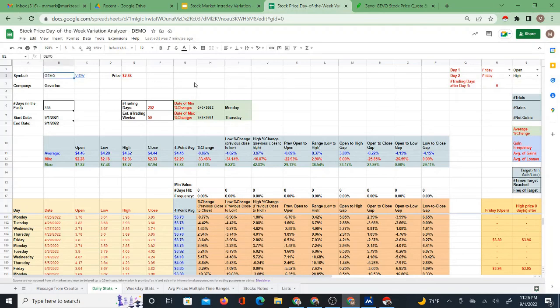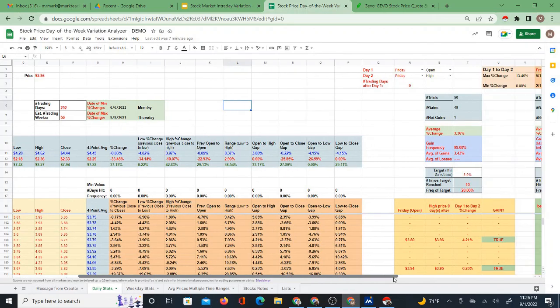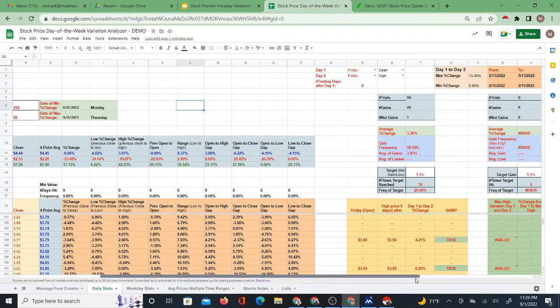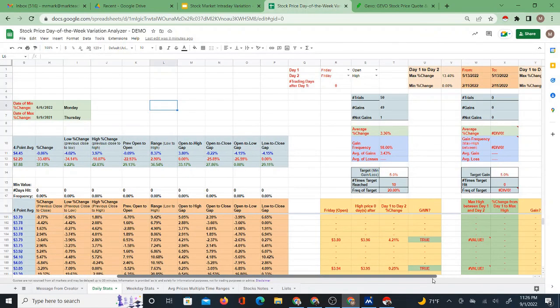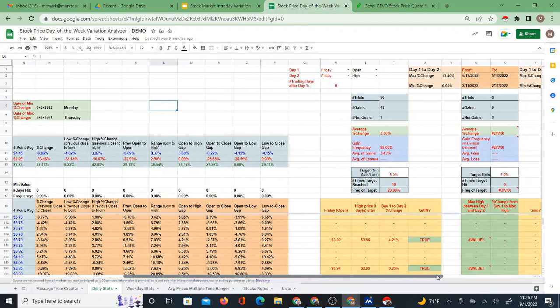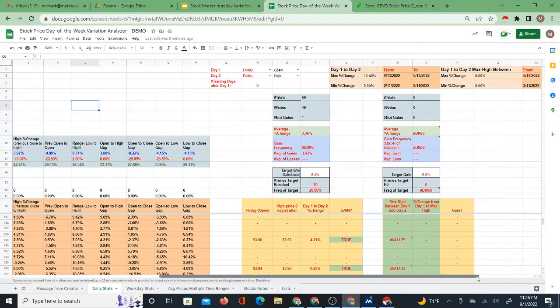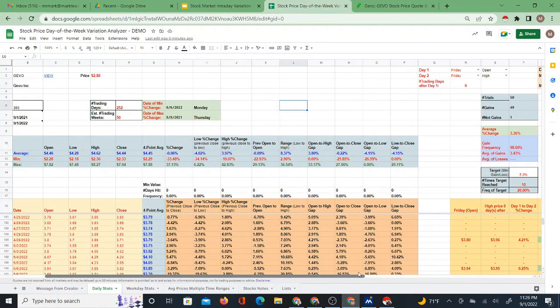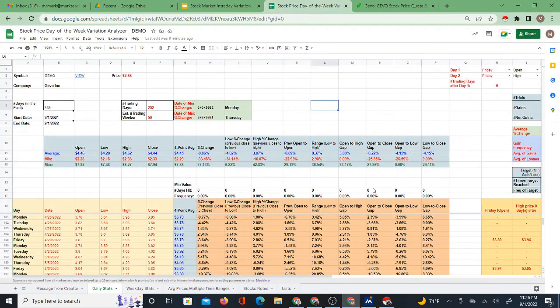Pop in some symbols if you're already trading. Pop in some of the stocks that you currently trade. See what some of these numbers give you. There's a whole other section of this Google Sheet which does some day of the week analysis, which I will have to explain because there's a whole bunch to go with that. And I will explain that as well in another video.